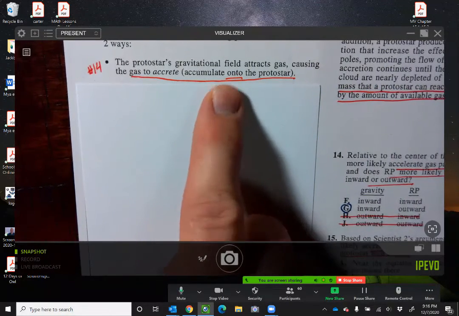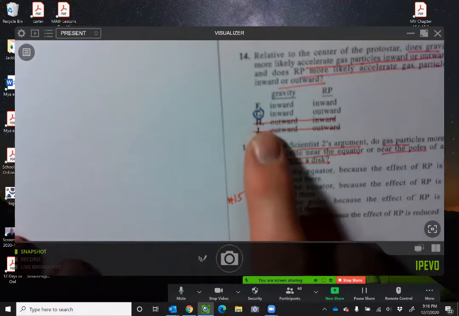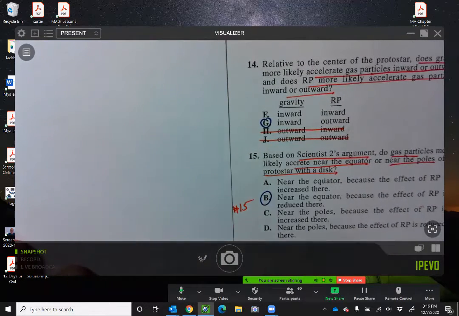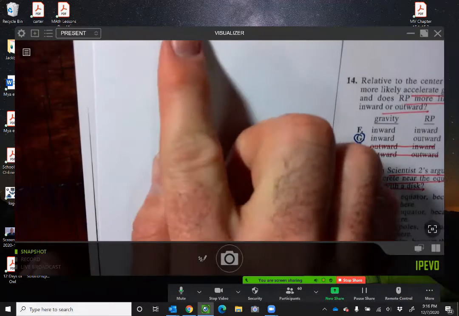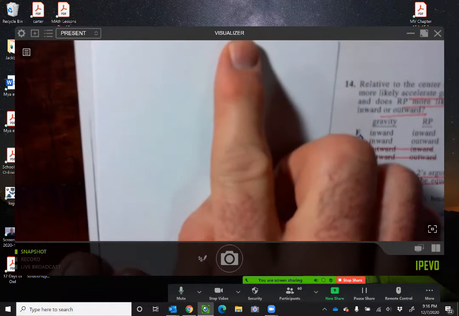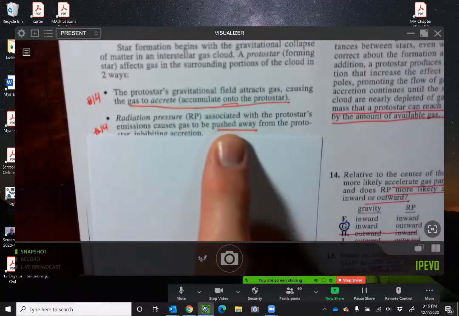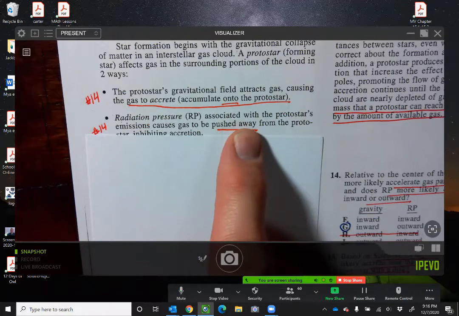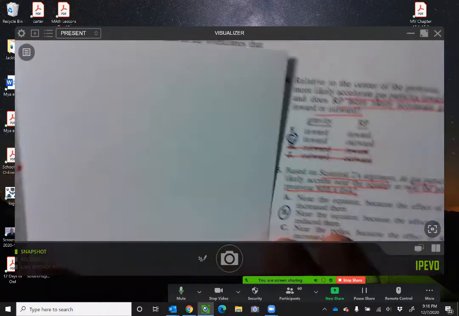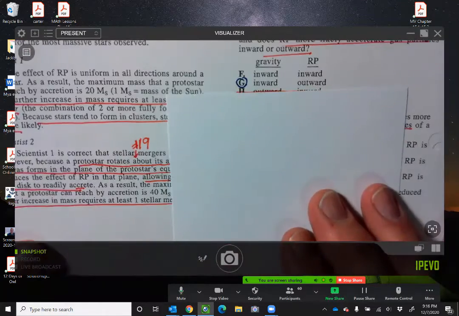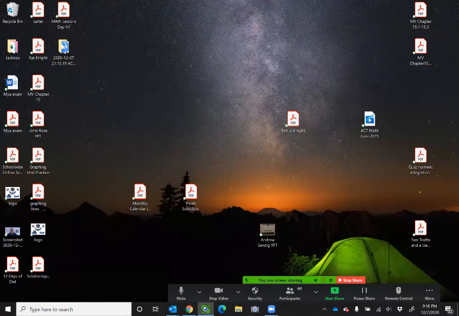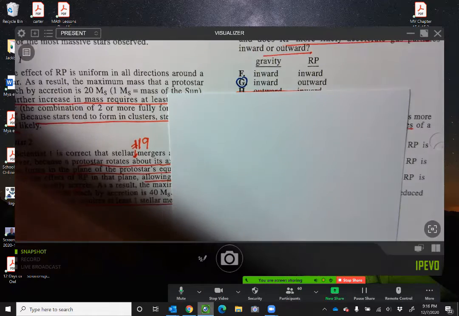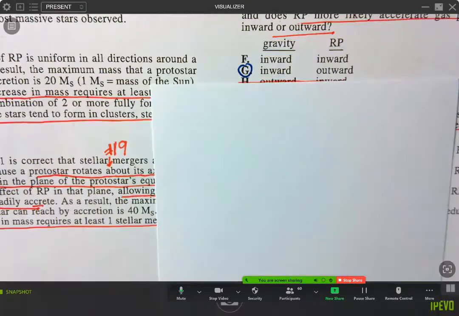So that means that I can safely get rid of H and J, right? Because into means inward. Now the RP, on the other hand, the radiation pressure pushes away, right? So that means that I'm going to keep the one that's going outward. So letter G is what I want to do.